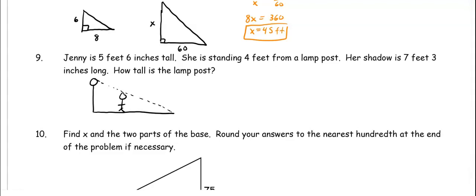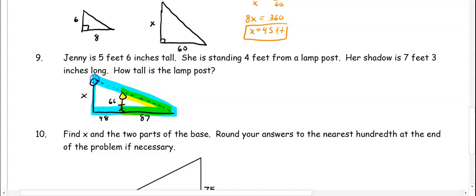So if Jenny is 5 feet 6 inches, 5 times 12 plus 6 would get us that she is 66 inches tall. 4 feet times 12 inches is 48 inches. And 7 times 12 plus 3 is 87 inches. And we want to know how tall the lamppost is. So really we're looking at two triangles. One created by Jenny, and then one created using the lamppost.